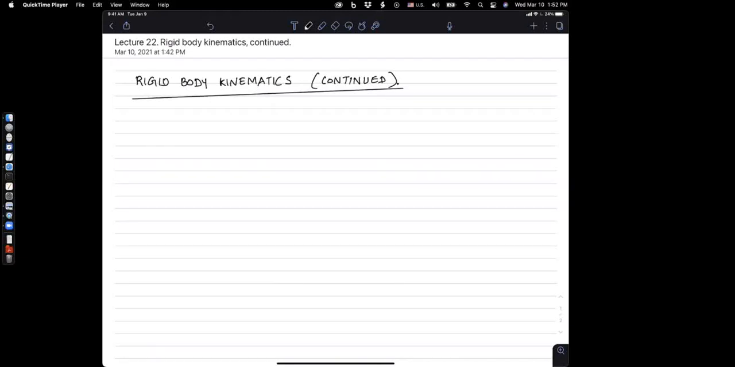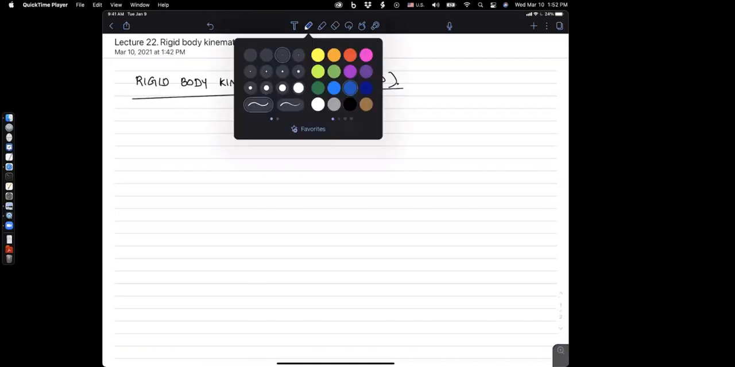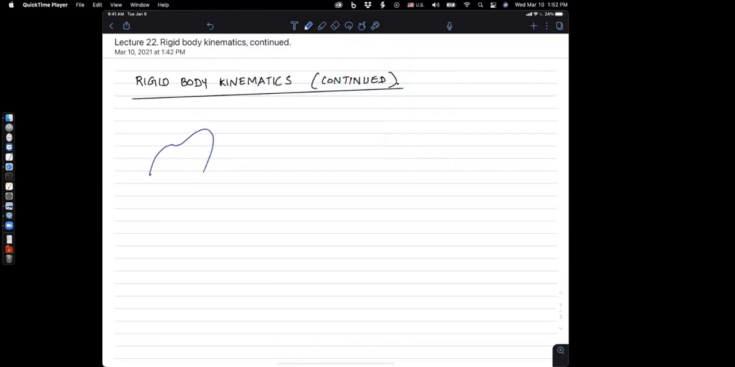So what we were talking about last time is basically what we call rigid body kinematics, how rigid bodies move. Let me redraw the picture. We have a rigid body, and maybe we have two points, A and B, on this rigid body. Maybe the rigid body has some angular velocity, omega, in the k direction, and maybe it's got some angular acceleration, alpha, in the k direction as well.